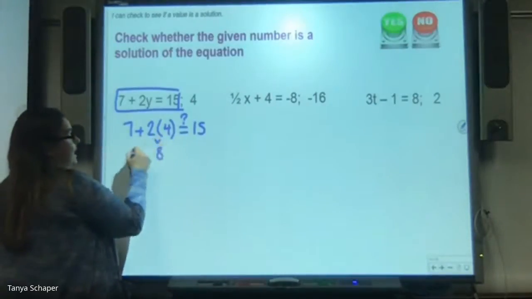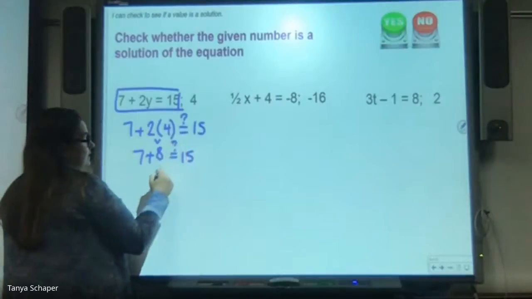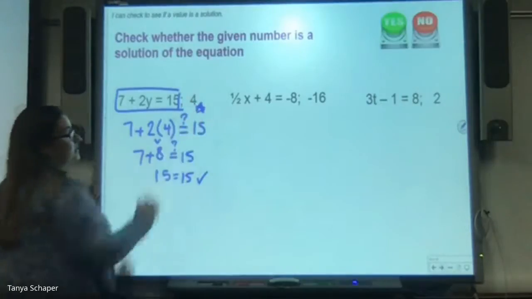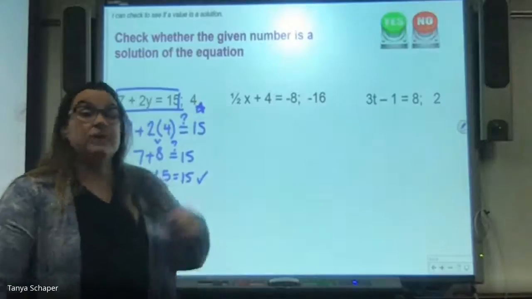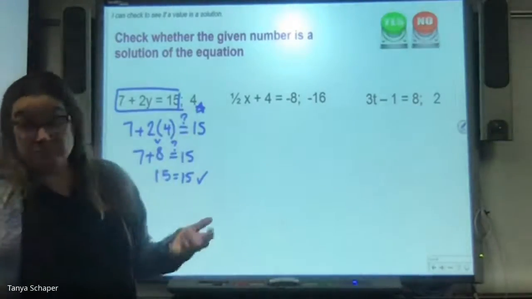2 times 4 is 8. Is 7 plus 8 the same as 15? It looks like it is. This is correct. Anytime during this video, if you need to pause to write stuff down, that'd be great. But in your notes, you should have all of this written down.